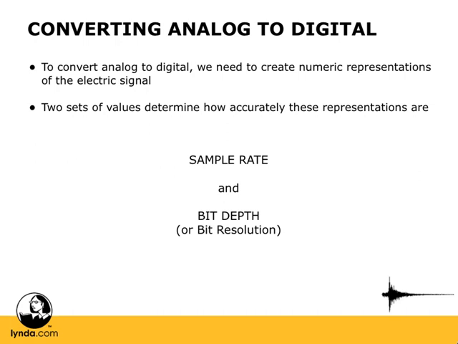To be able to take sound and use it in the computer or in the digital domain, we need to come up with numeric representations of those analog signals, or those electric signals that are moving through our cables and wires. So there's two sets of values that determine how accurate these representations are: sample rate and bit depth. Let's take a look at sample rate first.